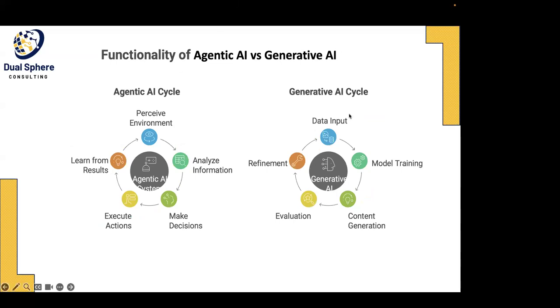Right. So quickly, with Gen AI, you give the data input, the model is trained, content is generated, evaluated, and refinement is done. Agentic AI perceives the environment from multimodal sensory systems, analyzes, makes the decision, executes also, but it keeps on learning from the result. If you ask the agentic AI to book your appointment for a salon, it will do so. There's a very interesting video on this by Sundar Pichai on YouTube. You can see that. It's very funny, very entertaining.